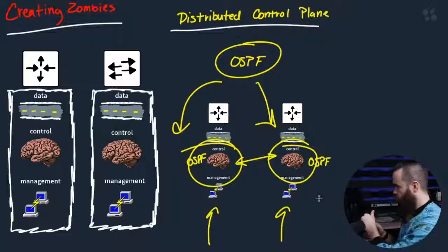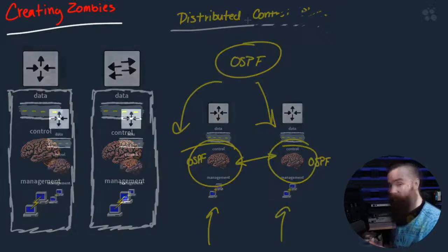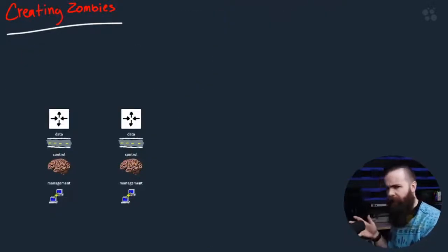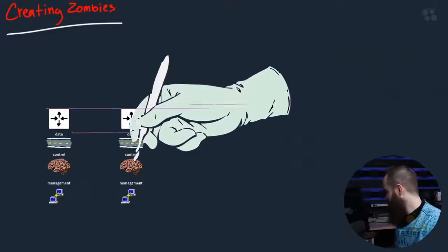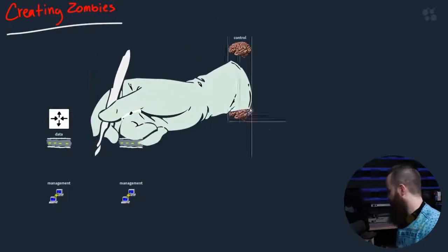Let's take a look. We are moving away from the distributed control plane. No more of that business. We're taking the brain, the control plane of our networking devices, and we're going to cut it out. Scalpel! Just remove that. And remove that.